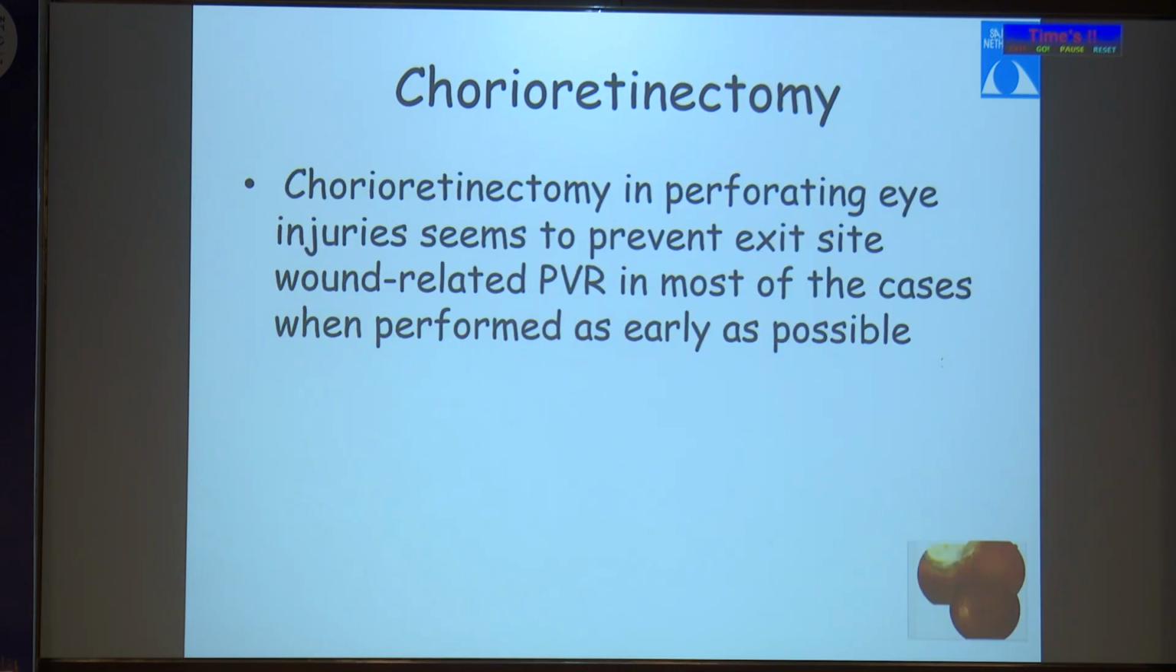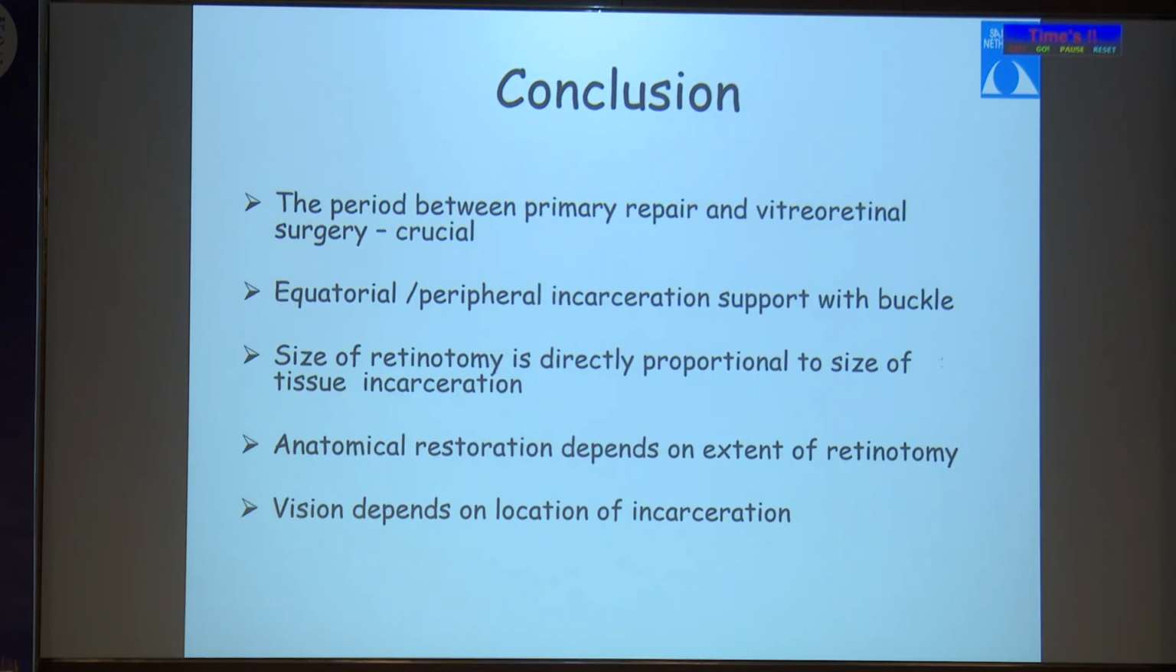But believe me, when you do this, you will have to be as early. Like Dr. Natarajan pointed out, it has to be done within 100 hours of the primary surgery. If delayed, it's very difficult to perform this. So it is performed in the perforating eyes so that you may prevent the PVR related complications. So to conclude, the period between the primary repair and the vitreoretinal surgery is very crucial. It is not one single value. It has to be well titrated by monitoring the patient and take the call when you can do a safe surgery. That is what is important, not doing surgery, but a safe surgery.